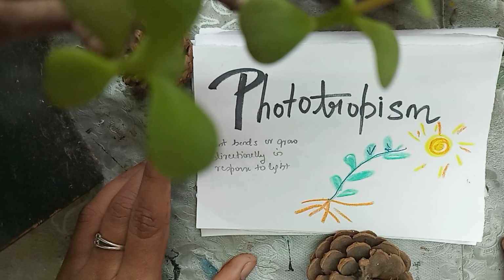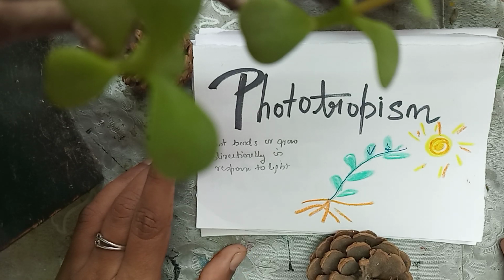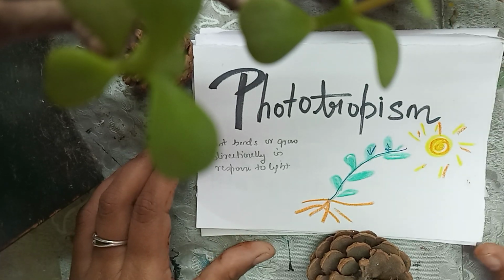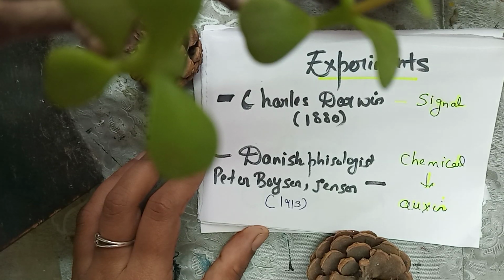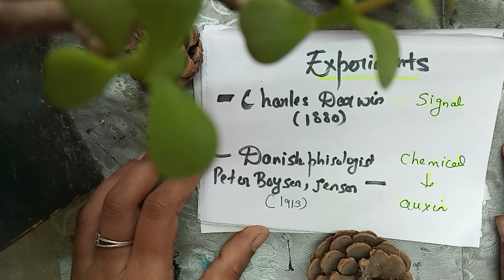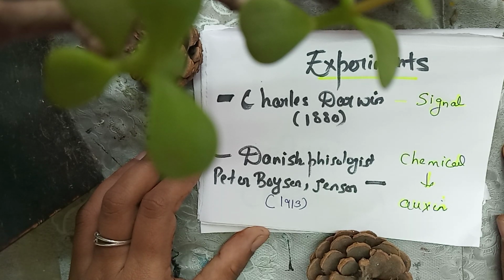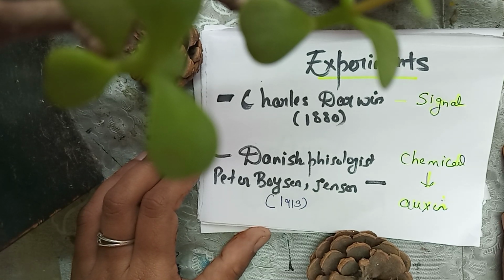In the previous online class, we talked about phototropism, a physiological phenomenon in plants where the plant bends or grows directionally in response to light. We also talked about the experiments which led to the discovery of phototropism: the experiments carried out by Charles Darwin in the 1880s, where he told a signal was involved, and later in the 1930s, Peter Boysen-Jensen called this chemical auxin.